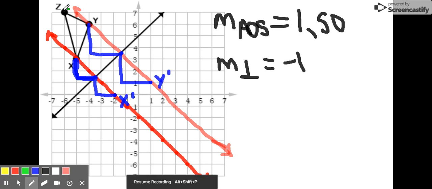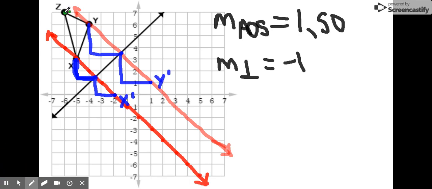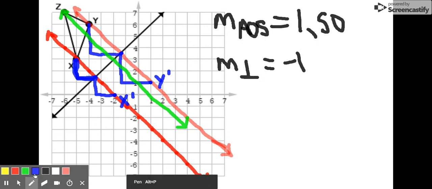Now we're going to draw that line segment that's going to be perpendicular to the axis of symmetry through Z. And we're doing this so that we can find those points of intersection of the line we're drawing and the axis of symmetry. Okay, and that looks like it's probably going to be good enough. So now we just have to find the distance after we find that point of intersection, which is going to be right here at (-2, 3).